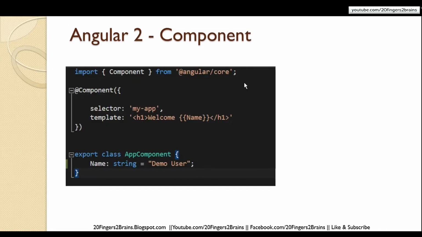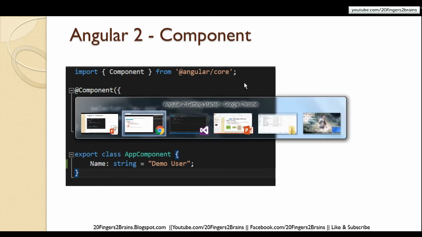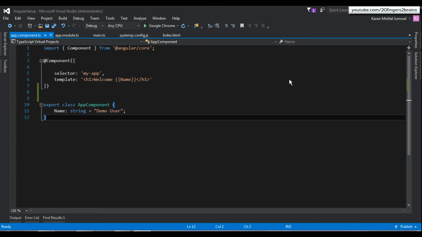Now this is an example of a simple component class, or you can say a component. At the bottom we have the class definition, which has a single property name of type string. In the middle we have defined our metadata using the Component function, and at the top we have imported the Component function from Angular core. Now let's see through the application what the different parts of a component are.